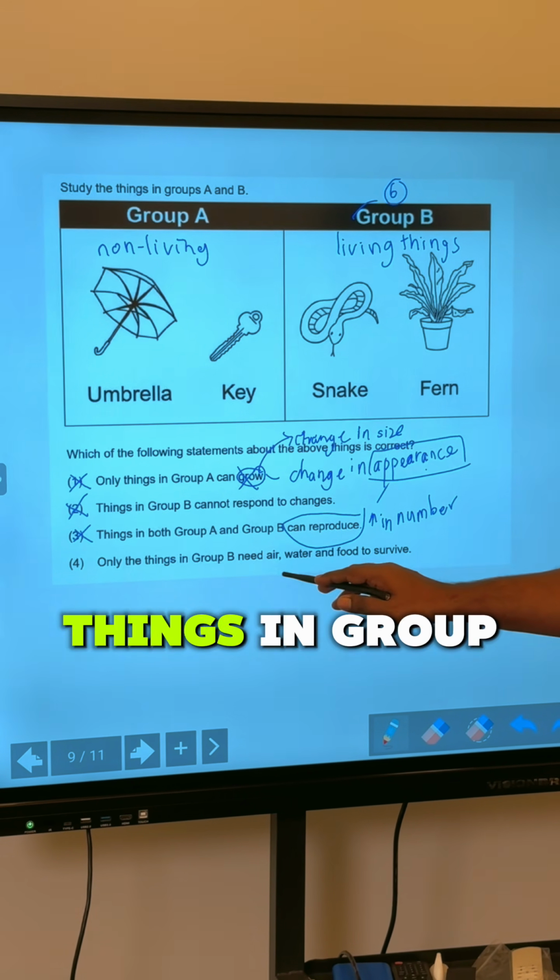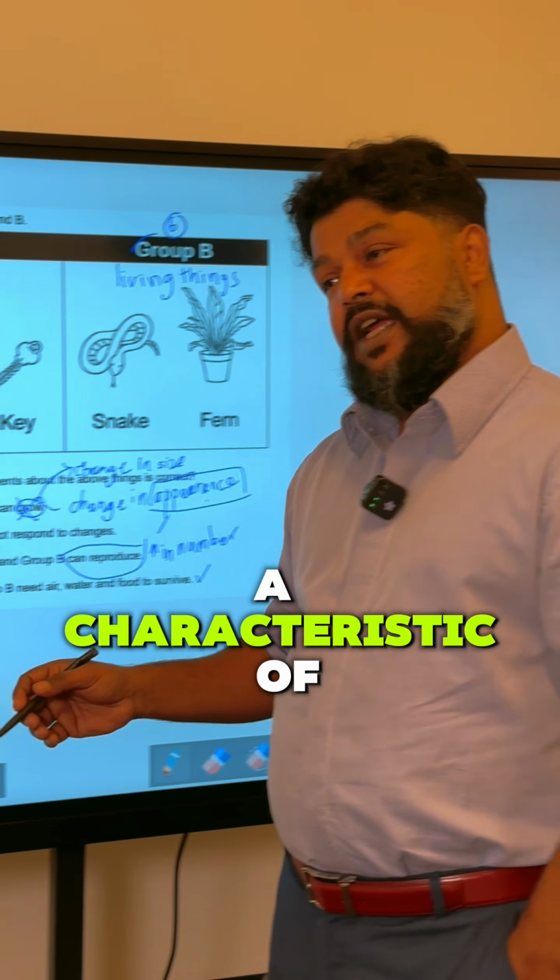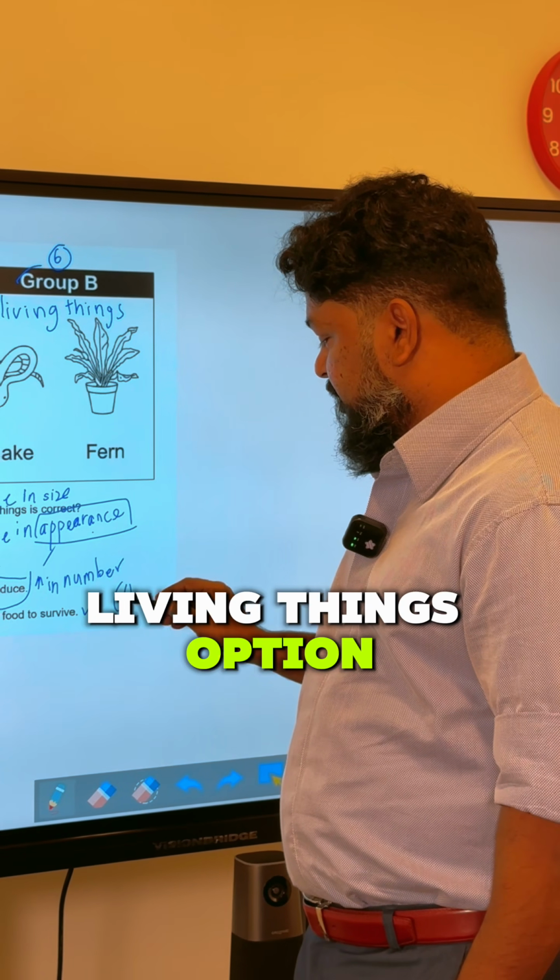And finally, only things in Group B need air, food, and water to survive. Yes, that is a characteristic of living things. Option number 4.